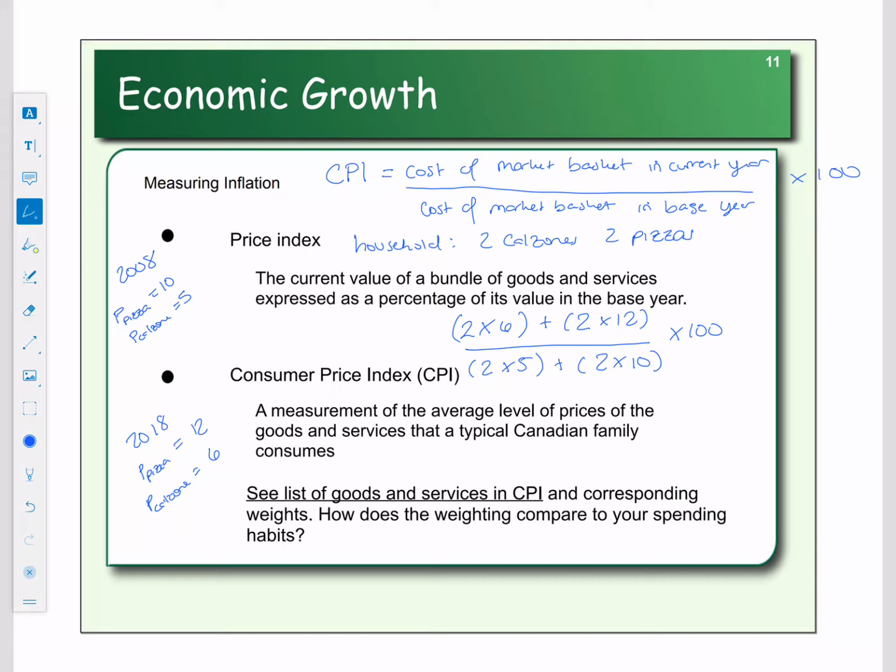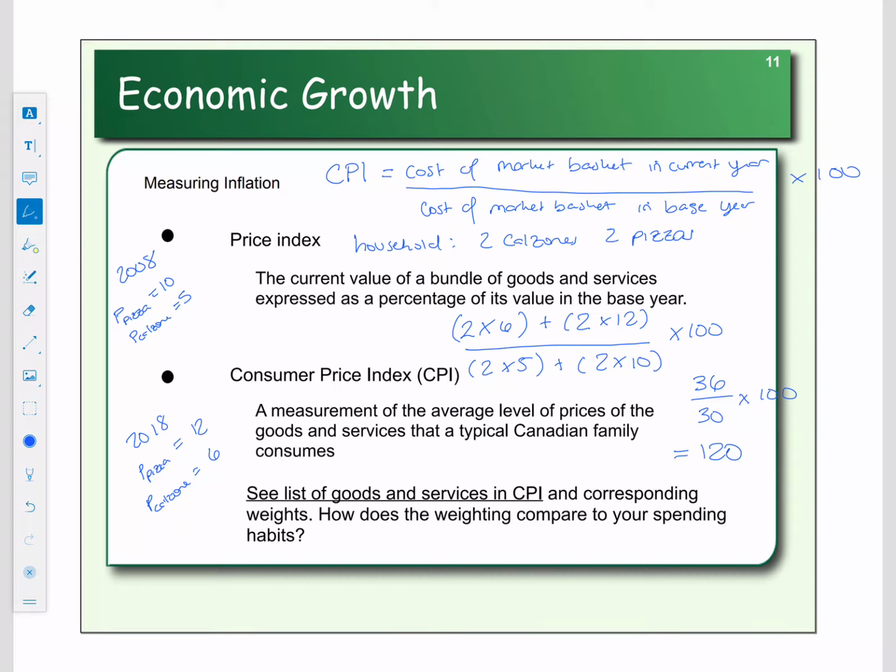All right, so 2 times 6 is 12, plus 2 times 12, that's 24. So we get a total for the top of our formula of 36. Then we have 2 times 5, which is 10, and 2 times 10, which is 20. So 20 plus 10 is 30. And we're going to take our 36 over 30 and multiply it times 100. So 36 over 30 times 100 is 120. What does this 120 tell you?